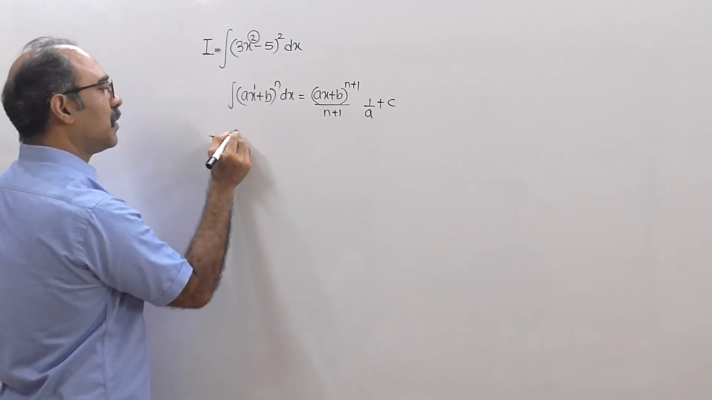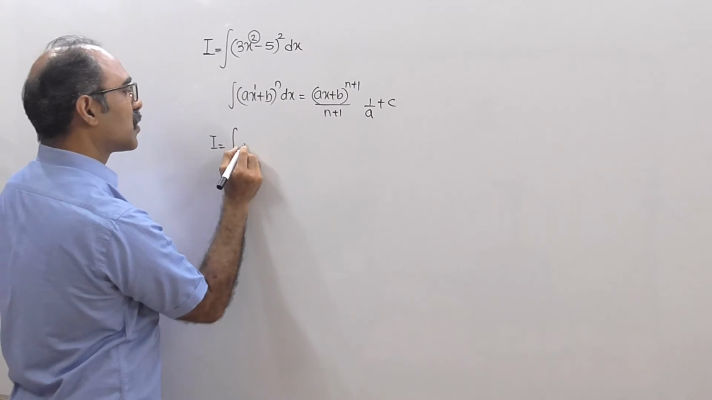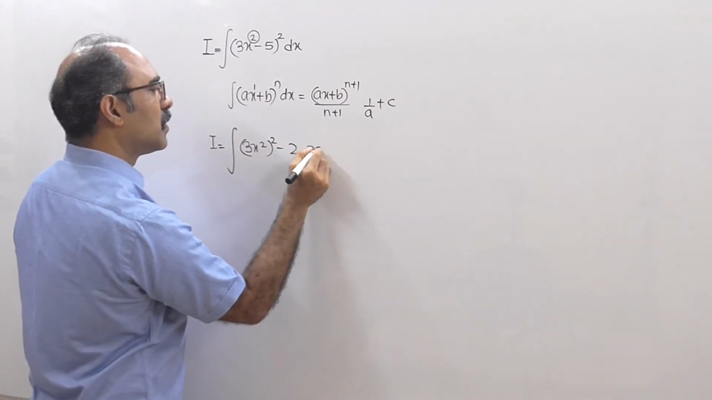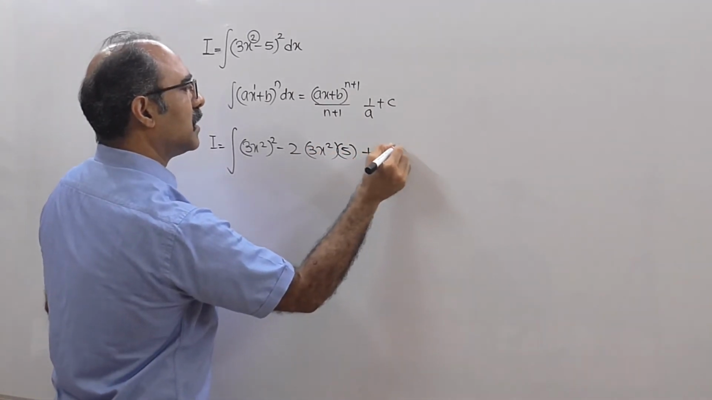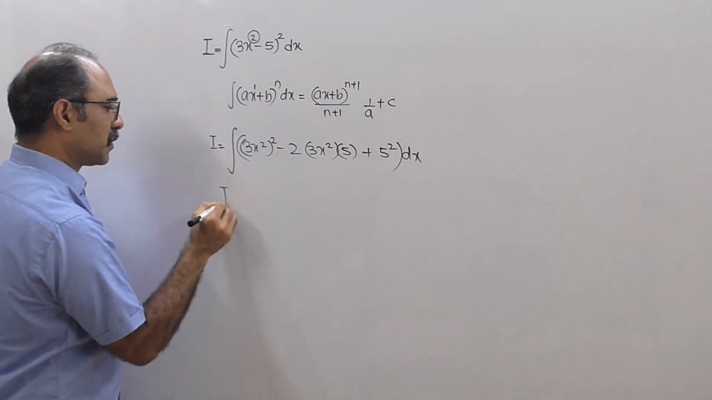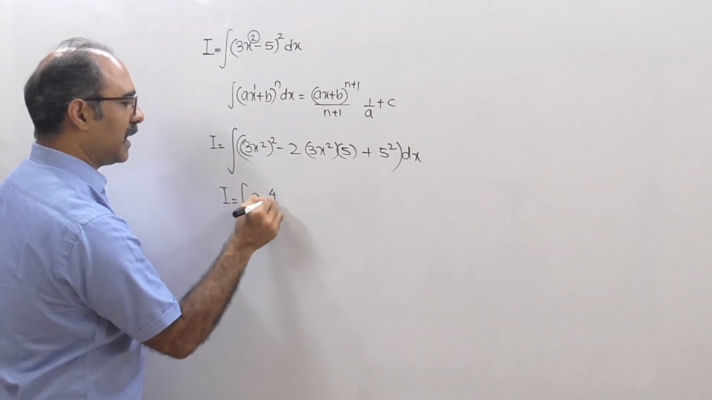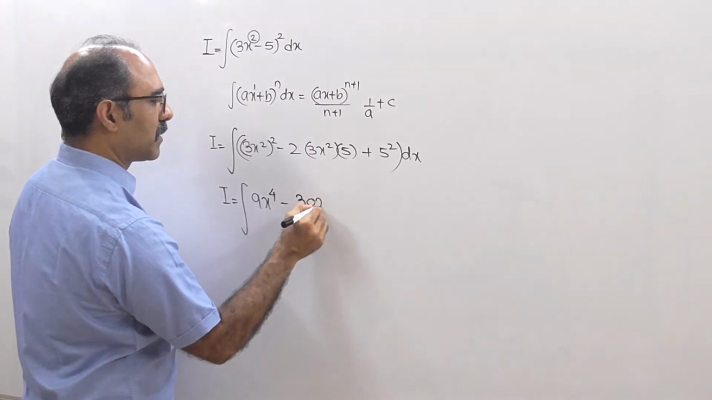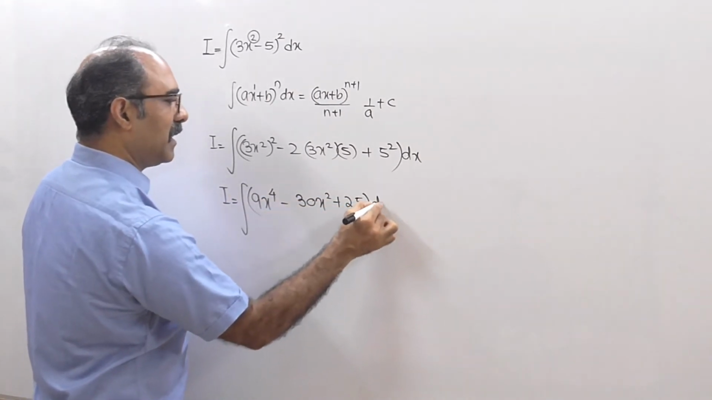So do one thing, I think we can open it as (a minus b) the whole square. At least I hope you can solve that. So this is a square minus 2ab plus b square, followed by dx. So I will be equal to integration of 9x raised to 4, 2, 3, 6, 6 into 5 is 30, x square plus 25, and dx.